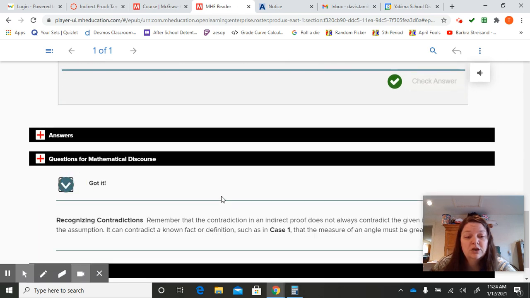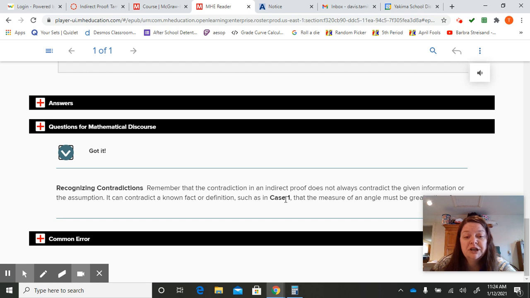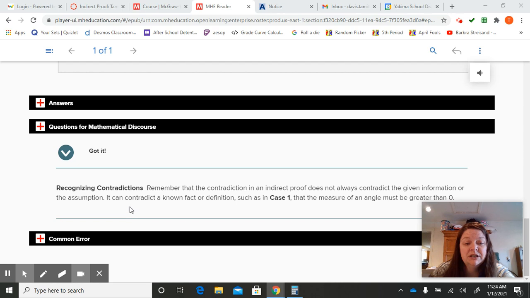Watch out. Remember that the contradiction in an indirect proof does not always contradict the given information or the assumption. It can contradict a known fact or definition, such as in case 1, that the measure of the angle must be greater than 0.